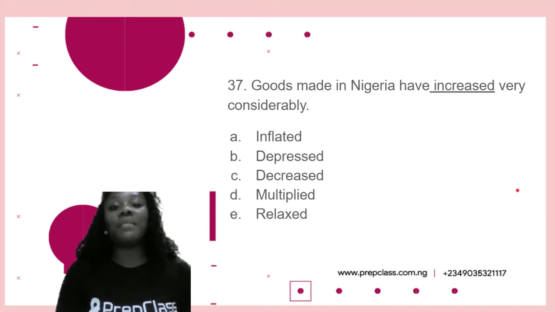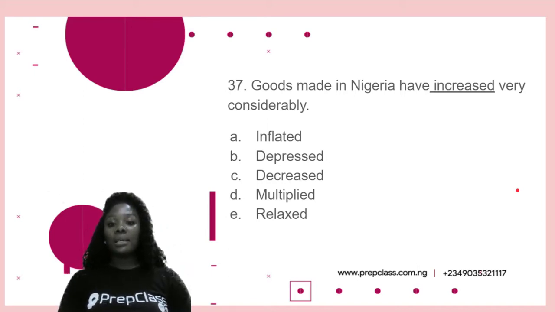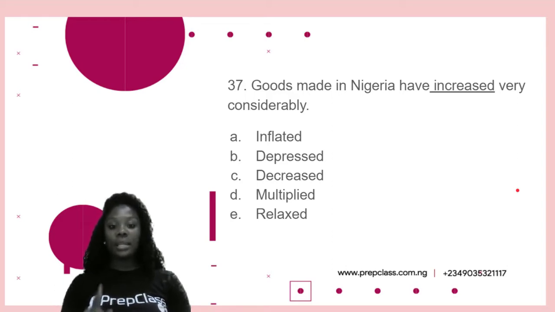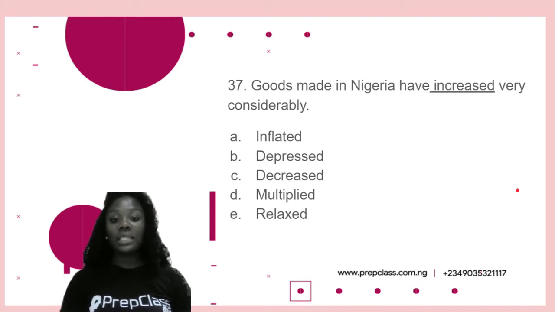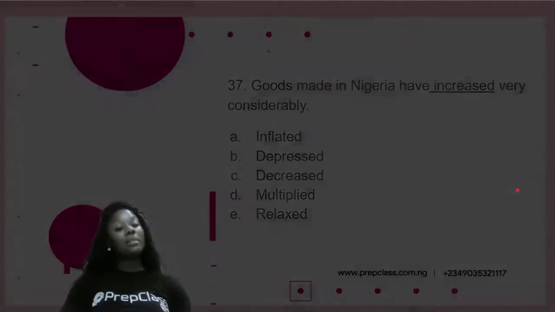Okay, so our 37th question is: goods made in Nigeria have increased very considerably. Your options are A, inflated; B, depressed; C, decreased; D, multiplied; and E, relaxed. Which is the correct answer?